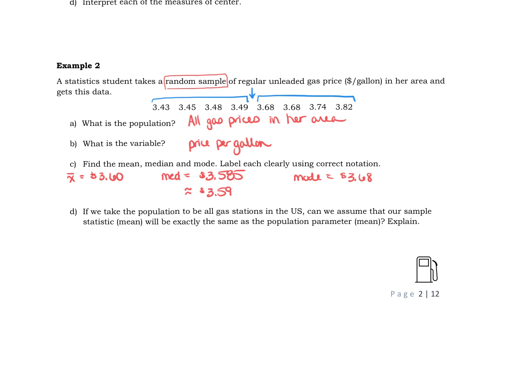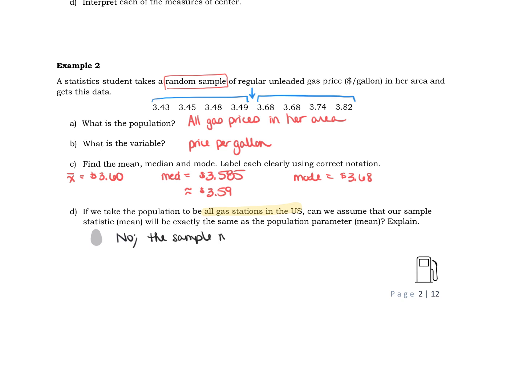Finally, if we take the population to be all gas stations in the United States, can we assume our sample will be exactly the same as the population parameter or the population mean? And I'm hoping at this point you would say, no, we know it's not going to be the same. Oops, sorry, I have my highlighter on still and not my pen. So no, they're not going to be the same.